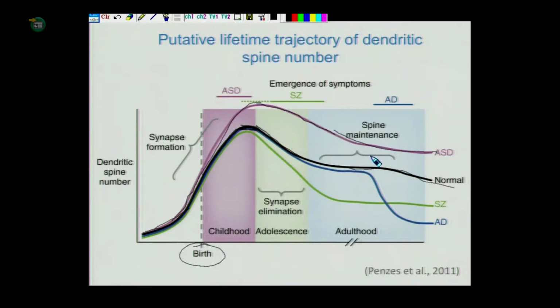What happens with a patient with schizophrenia, the green line? We get this nice increase, but then there's way more elimination than normal. So we end up having a very low number of synapses during adulthood, and the number stays stable. In the case of Alzheimer's, everything is normal until late adulthood. Then we have a quick, sudden drop, and this happens before the neurons die. And once neurons are dead, they are not regenerated.